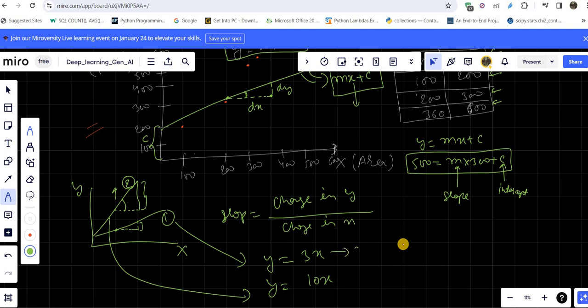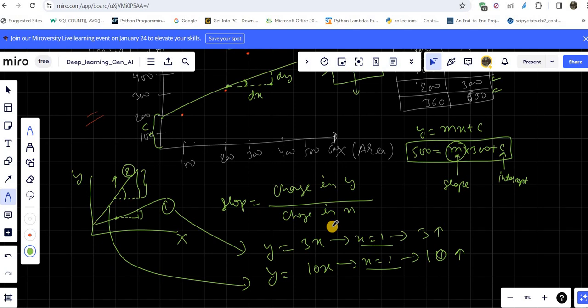So here, if I will put x is equal to 1, then what will be the y? 3 into 1, y is 3. But here the same value, if I put in this equation, x equal to 1, y value, what it will become? 10. Means for the one value of x, this is increasing by 10 times. But for one value of x, this is only increasing by 3 times. So this is the slope. Now what will be the optimal slope that we need? And what will be the optimal intercept? So this one you got it, everyone, right?